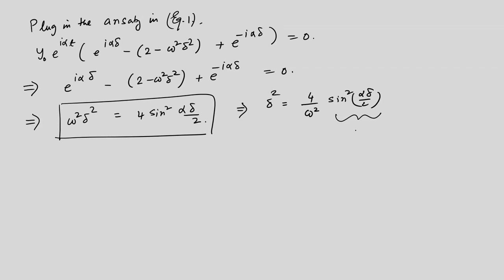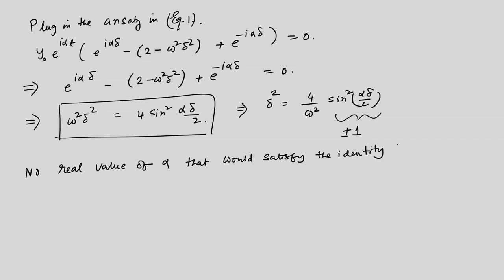Now, you see that the sine squared can take a maximum value of 1. The extreme values are plus minus 1, but that will be violated if delta square becomes greater than 4 over omega square. If delta square becomes greater than 4 by omega square, then there will be no real value of alpha that would satisfy this identity. So, an important statement: no real alpha satisfies the identity above when delta square is greater than 4 over omega square.